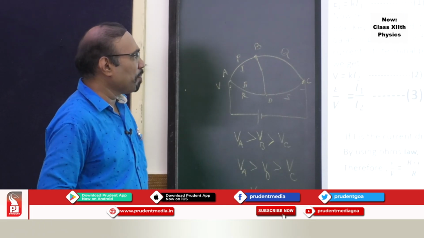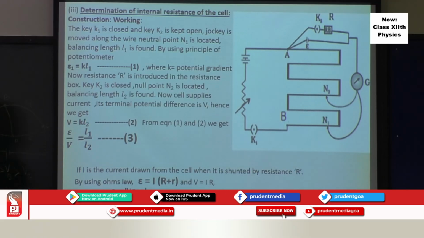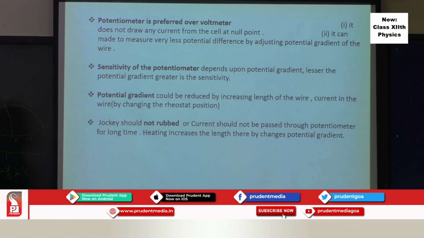This type of simple problems you can tackle based on this. Conceptual questions could also be asked based on this. Last, more or less, potentiometer is preferred over voltmeter because it does not draw any current at a null point. That's the reason it is preferred. It can measure very, very small potential differences, and the sensitivity of the potentiometer depends on the potential gradient. The potential gradient could be increased or decreased by changing the length of the conductor or the current.